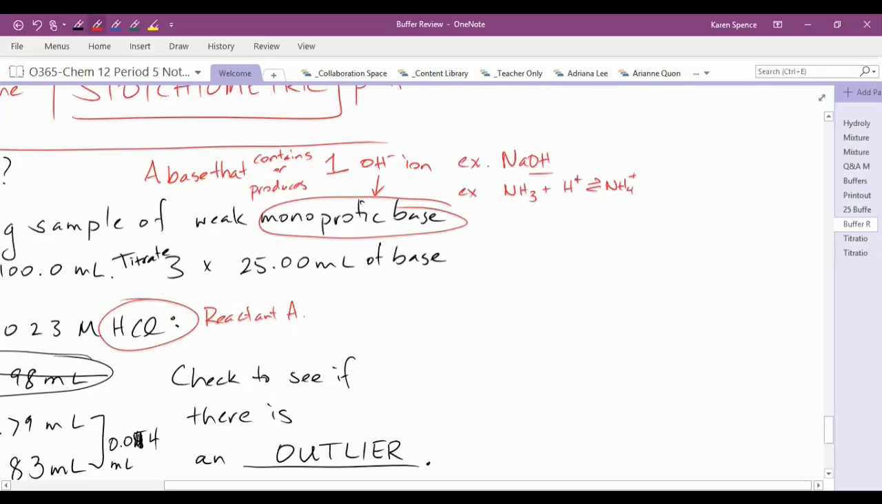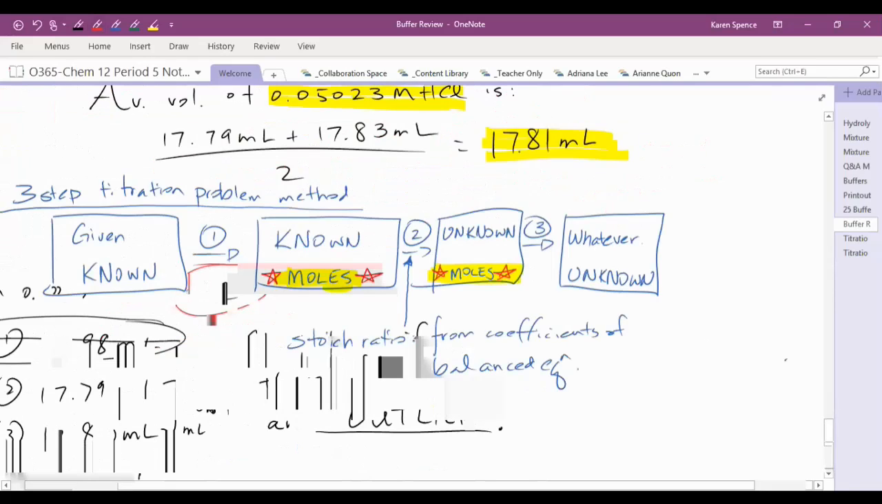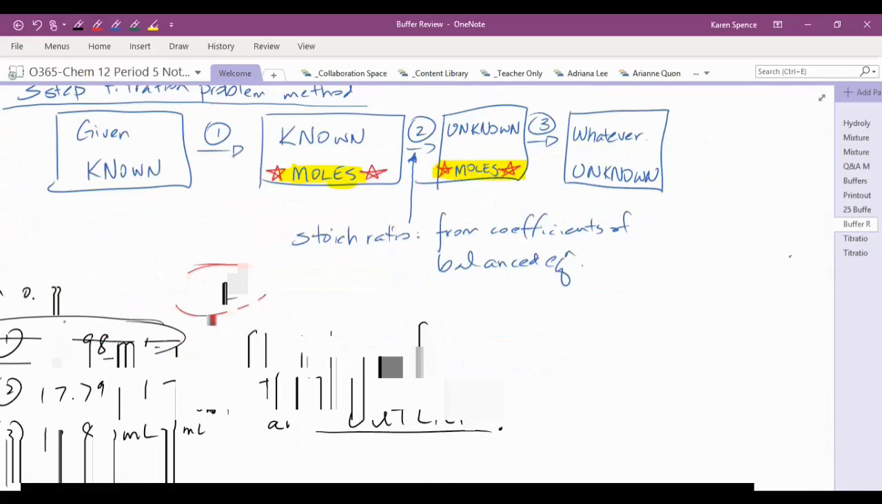Okay, so it's either, and if it accepts that proton from water, let me write that out in more detail here. NH3 plus H2O gives NH4 plus, and there's the hydroxide that it would produce. Okay, so a monoprotic base contains one hydroxide. In this case, because it's an unknown monoprotic base, I'm just going to call it XOH because that makes my life easier. Okay, so we have HCl.